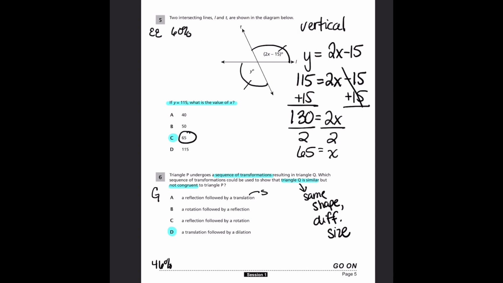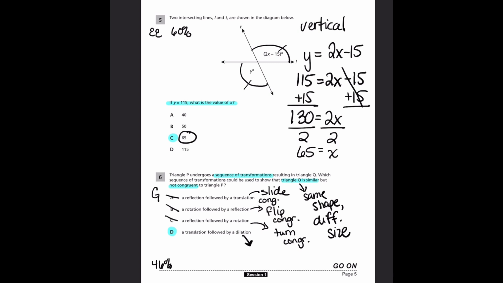So a translation is just a slide. And a slide doesn't change the size of it. So it's going to stay congruent. So I can eliminate that. A reflection is just a flip. And it's still going to be congruent. Doesn't change, just looks like a reflection. A rotation, I'm just turning it. I'm turning it on its origin. So it's still going to be congruent.